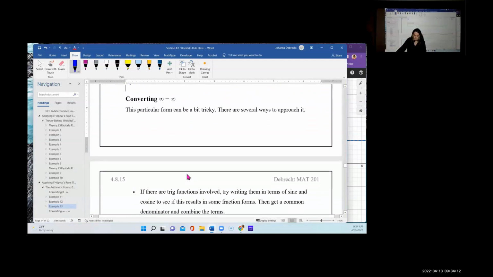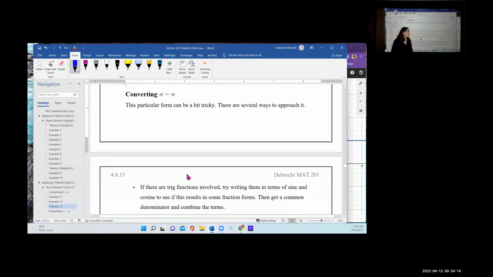Let's talk about converting infinity minus infinity. This is one of the more tricky ones, the more difficult ones. There are a couple of basic strategies that we can do. We can try multiplying by the conjugate of something with a square root divided by itself. That will make it into a fraction. But sometimes we don't have a square root and we don't need a conjugate pattern.